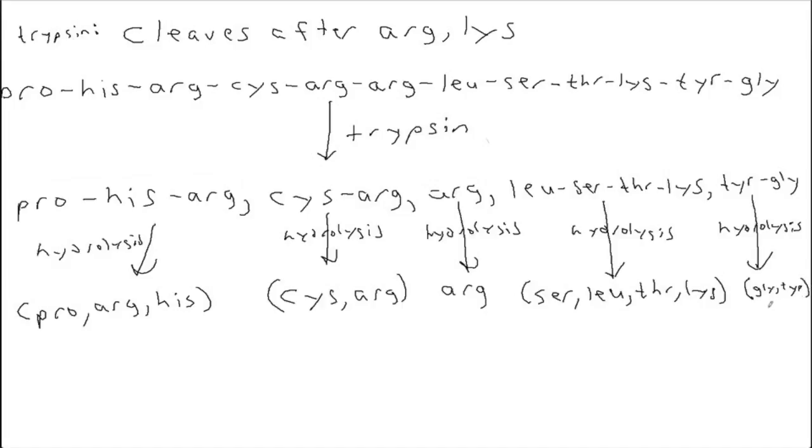So what can the chemist figure out from this? Does the chemist know what the sequence is from this? No. But he does know that the proline, arginine, and histidine are next to each other in the sequence. He knows cysteine and arginine are next to each other in the sequence. They know that serine, leucine, threonine, and lysine are next to each other in the sequence. They know that glycine and tyrosine are next to each other in the sequence. So they have some clues, even though they don't know the whole sequence from this. This gives us some clues.